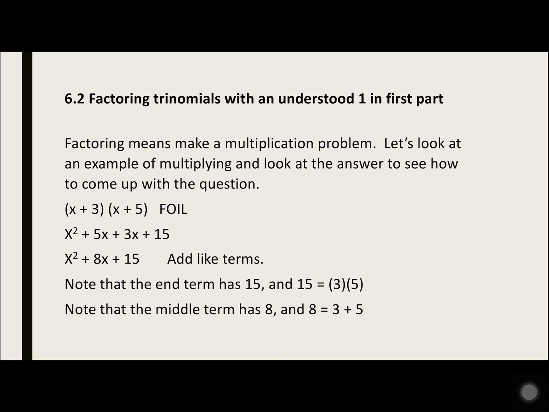Note that the end term has 15, and 15 is 3 times 5. Note that the middle term has 8, and 8 equals 3 plus 5. So you can see our numbers, 3 and 5, multiply to 15 at the end. They add to 8 in the middle. And that works only because we have x and x. Because your outside is 5 times x, 5x. Your inside is 3 times x, 3x. That's why the 5 and 3 add to the 8 in the middle.